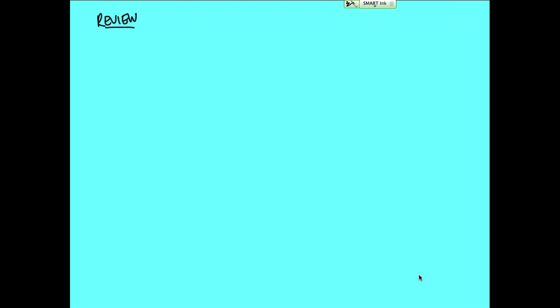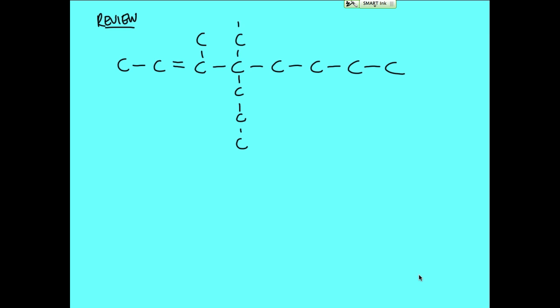And again, if you want to take a note down, you can. If not, then certainly just pay attention. So let's say we have something that looks like this, just a bunch of carbons, and let's put some branches off of it. Something like that, and let's keep it that simple.